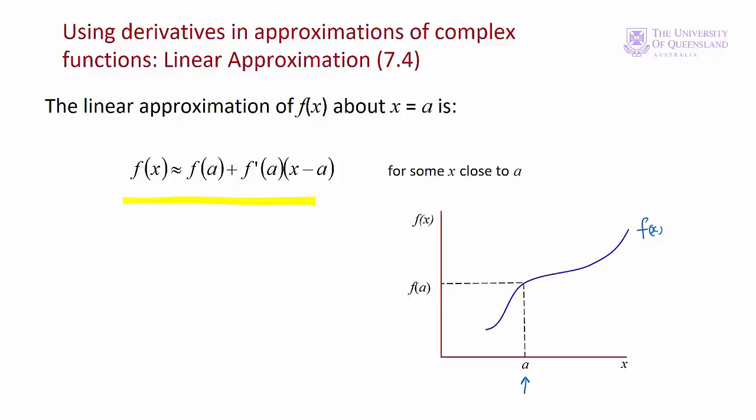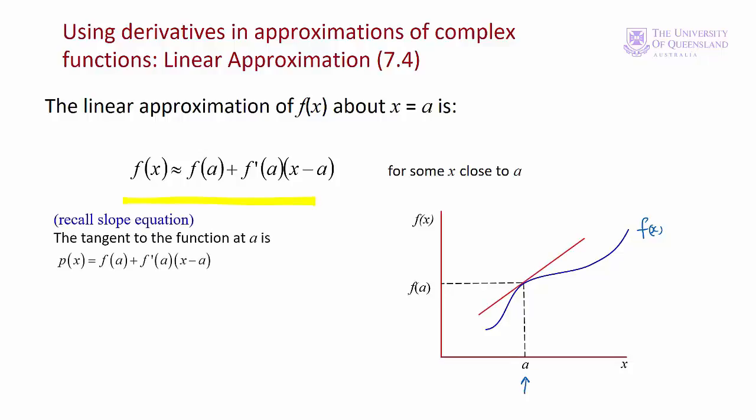We start by drawing a tangent to the function at point a. We call that p of x. And here we have the equation to that tangent, p of x. We can see that for values of x close to a, the value along the tangent p of x is close to f of x. Those are quite close there. In this case, the closer x is to a, the better the approximation.